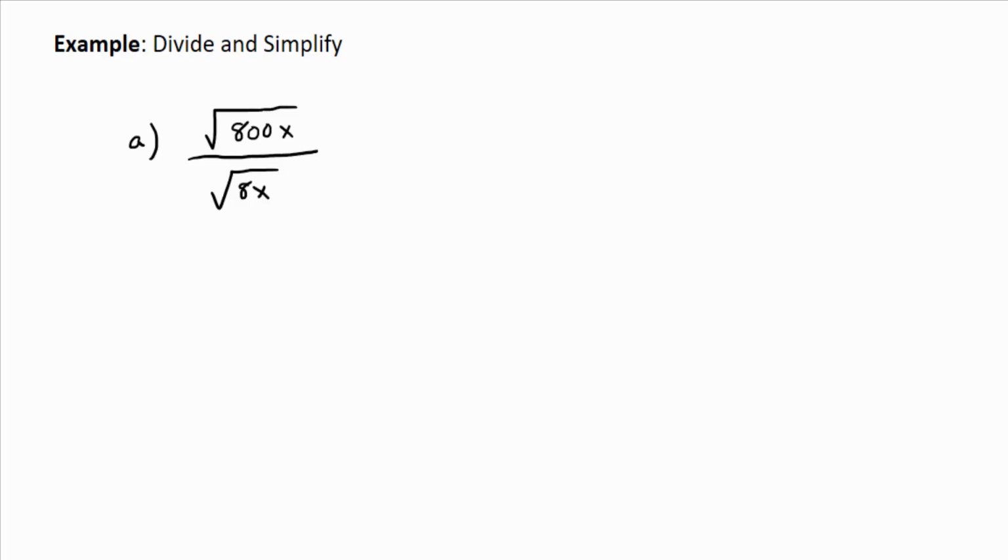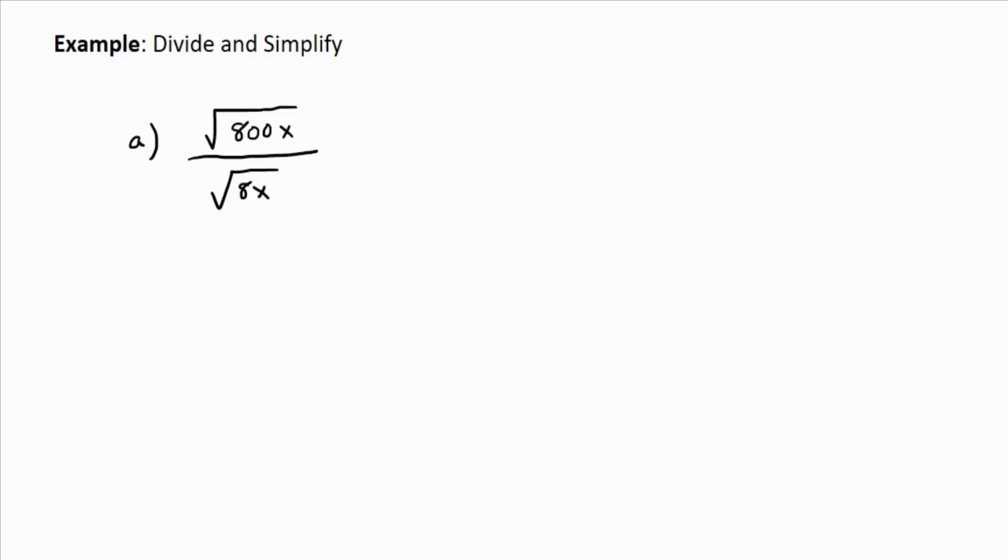Part A, divide and simplify. We want to take the square root of 800x and divide by the square root of 8x. We have separate square roots divided. What could we do? I suppose I could simplify the square root of 800x, couldn't I? In other words, the 800 factor. I could definitely simplify that, right?